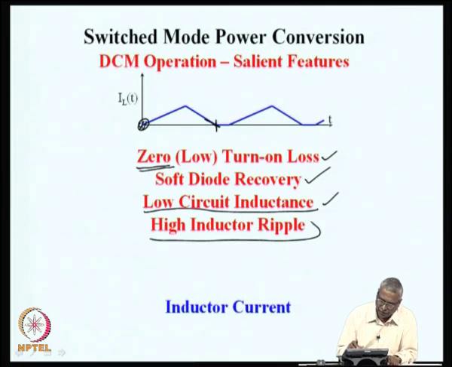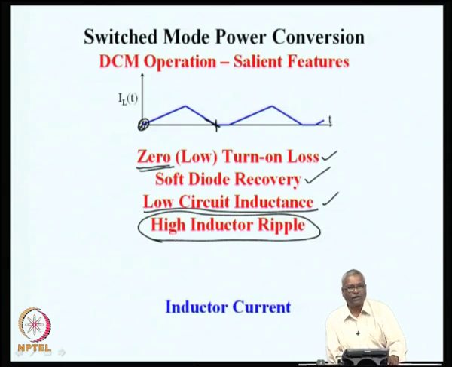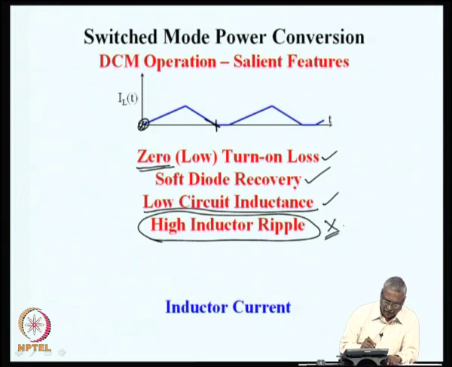The disadvantage is that the inductor ripple is large, and so the inductor has to be designed for a higher value of peak current. So, this is a compromise which one has to accept. There are several advantages. At low power levels, these advantages are significant compared to the disadvantage of high inductor current ripple, and so there are many converters which are consciously selected to operate in DCM operation if the power level is low. These are the salient features.